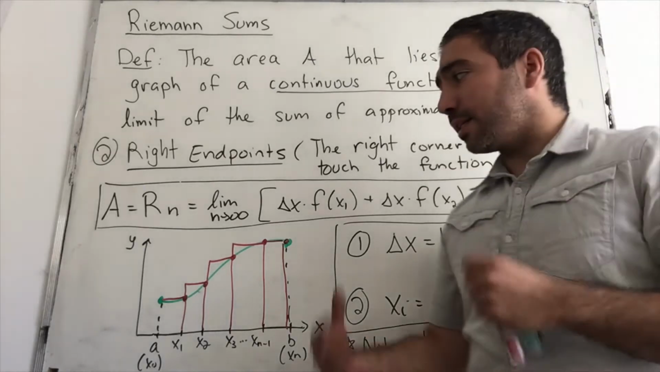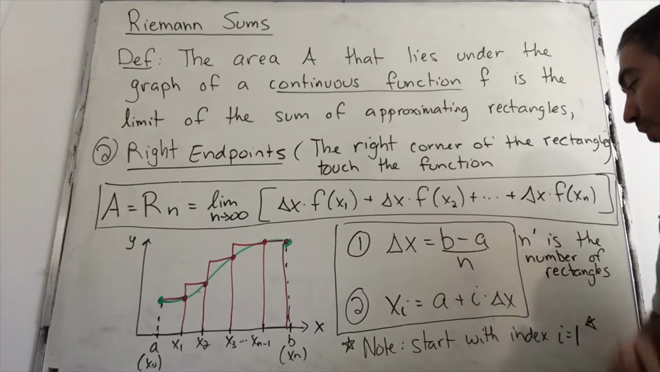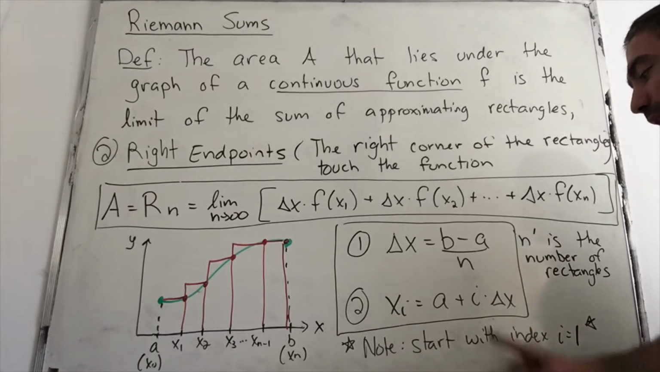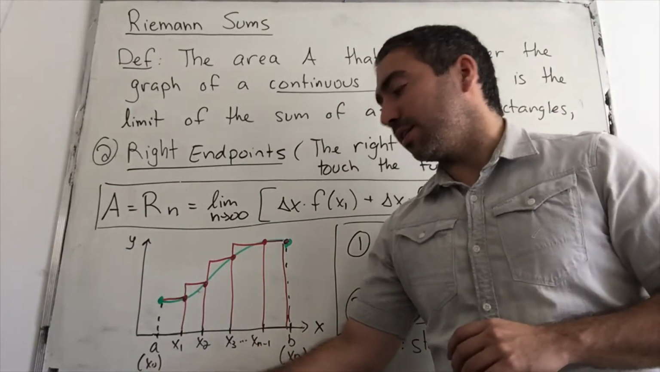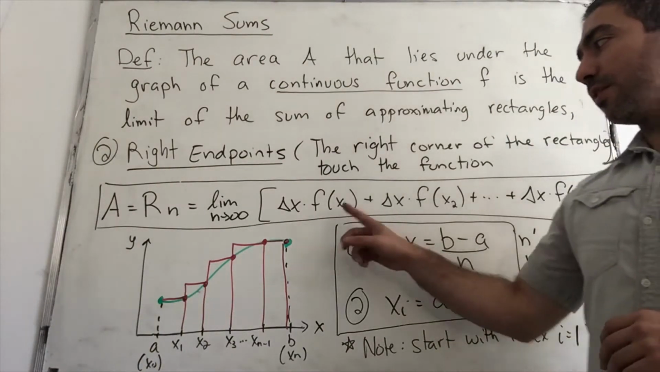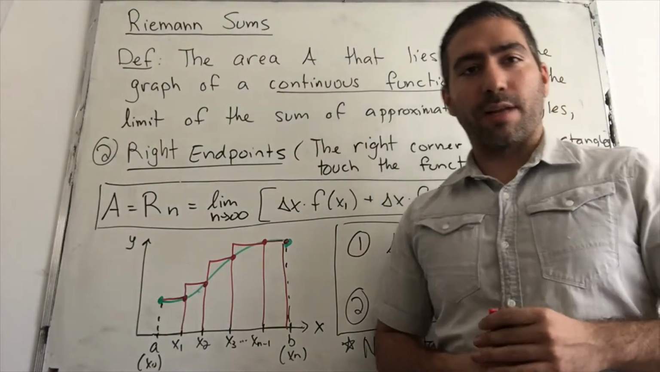Okay, but other than that, it's essentially the exact same thing. We're using the same formula, delta x equals b minus a over n, and we're using the same formula, x subscript i equals a plus i times delta x. Everything is essentially the same. The only main difference is the fact that the subscript that you're starting with is at 1, okay? So i equals 1, okay? And that's how we find the right endpoint. Let's go ahead and look at midpoint.